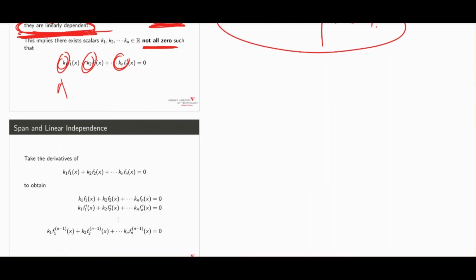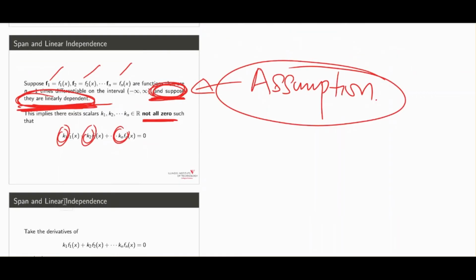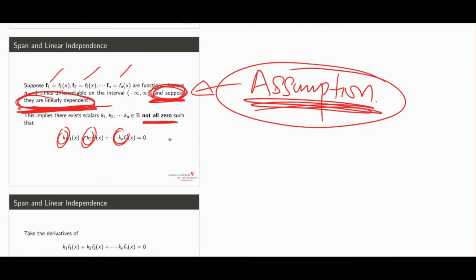So we don't know which one is 0, which one is not, but they are not all 0. Because if they are all 0, then they are independent, right? So we are saying that they are dependent, so they are not all 0. Okay, so take this equation.